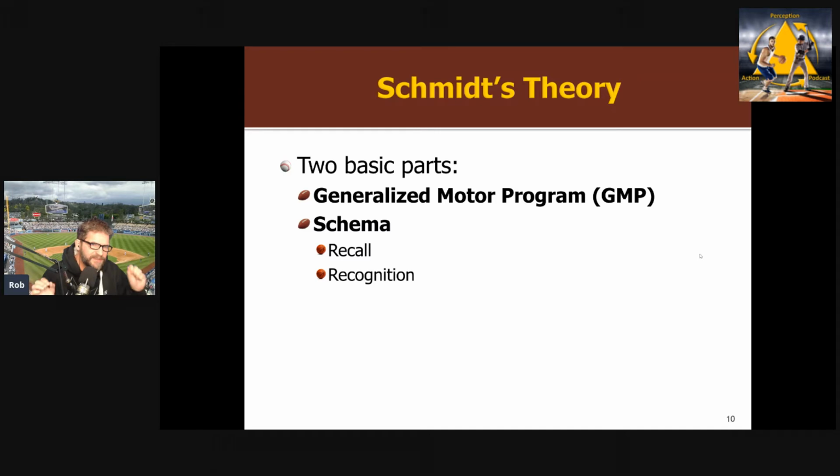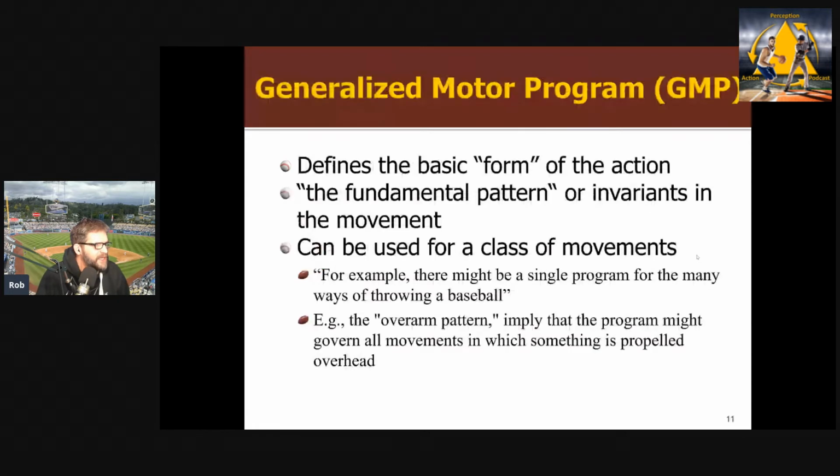So the basic part is going to move from a motor program to a generalized motor program, or GMP, and it's going to add these memory structures called schema, right? That's the two big innovations that Schmidt had. So what are these? A generalized motor program, or GMP, defines the basic form of an action, right?